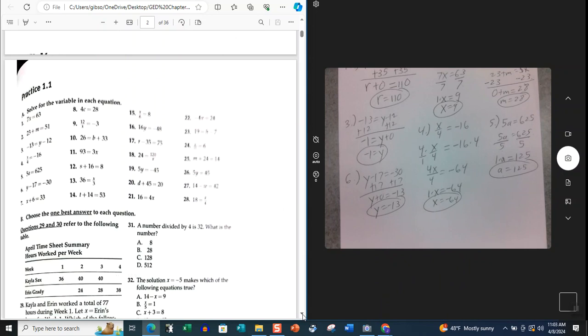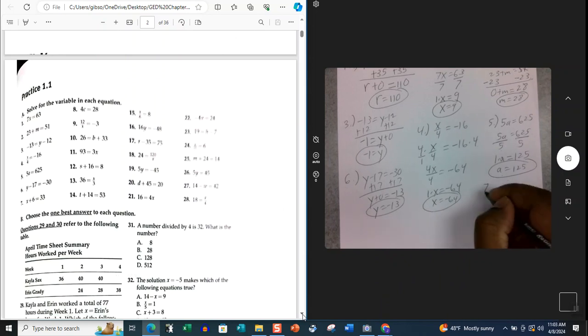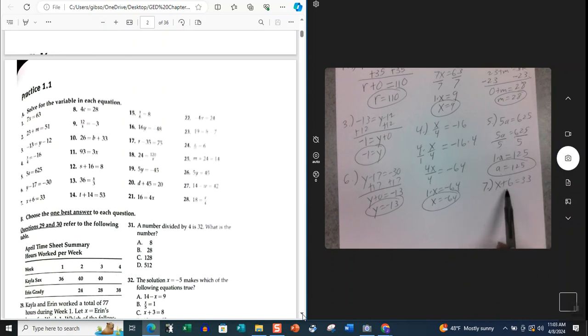Now number 7. So now we have number 7, which is x plus 6 is equal to 33. Now we know we're trying to get x by itself, and this 6 is connected to x by addition. So we'll take its opposite. We'll subtract 6 on both sides of the equal sign. So this would be x plus 0 is equal to 33 minus 6 is 27. x plus 0 is x, and x equals 27.